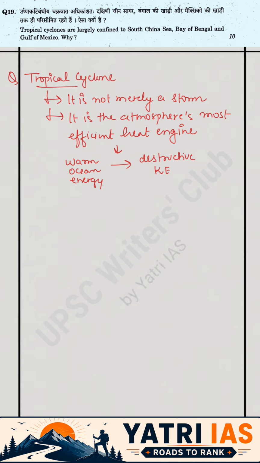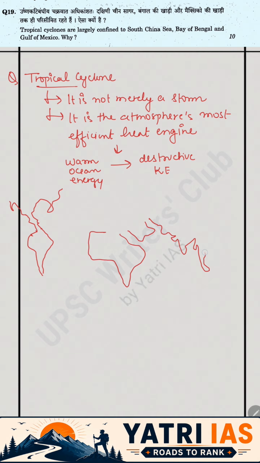After mentioning this, you will relate the introduction with the question as well. That is very important. So for that, you will make a diagram. This is Gulf of Mexico. Then you have Africa. That is India. The question has mentioned three regions: Bay of Bengal, South China Sea, and the Gulf of Mexico. And why are tropical cyclones more prominent in these regions?